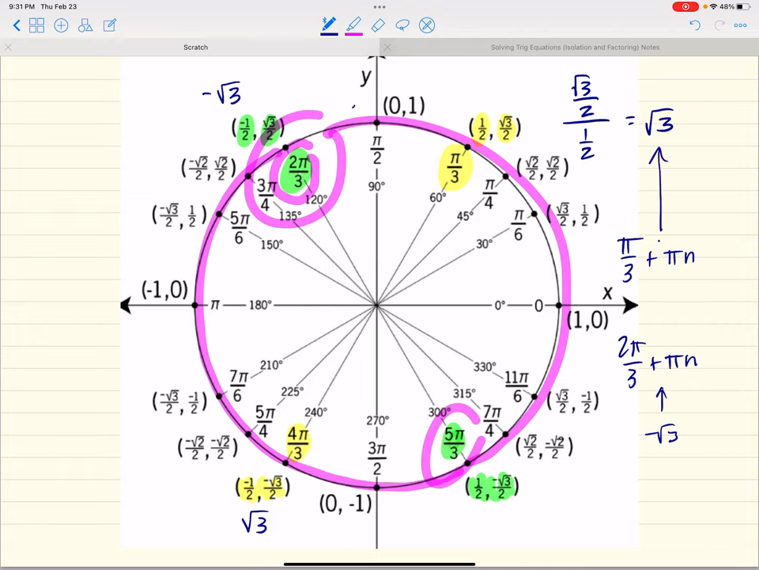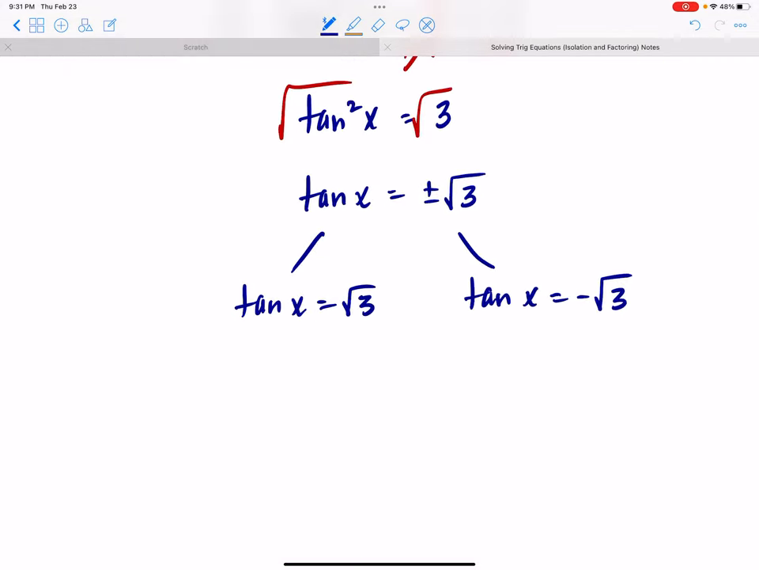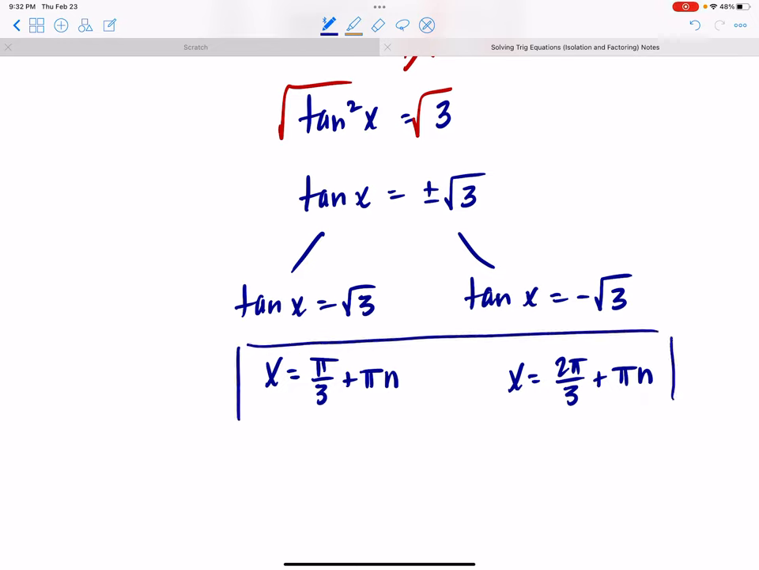Okay, so let me go here. The positive radical 3 happens when our angle was pi over 3 plus every pi I lap around, I get to another solution. And then over here, this was at 2 pi over 3, plus every pi I lap around, n number of times, I end up with another solution. So this would be the description for all of the infinite solutions to this equation.